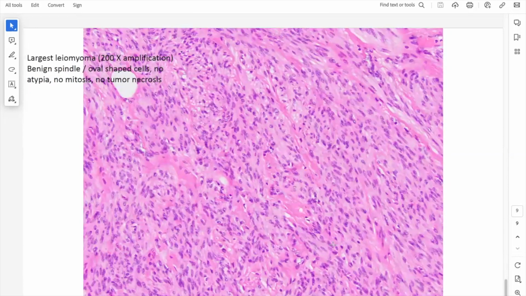And then here, this is our most zoomed in image. You can really see here that these spindle cells are nice and oval shaped. There's no mitotic figures, no atypia. So this is really reassuring to us that this is just a fibroid and not anything more serious like a sarcoma.